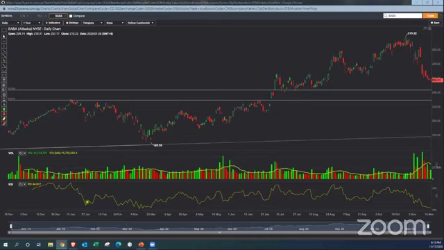Someone asked how do we set a stop loss after entering a trade. So maybe let me go back to some of the counters so we can take a look first.